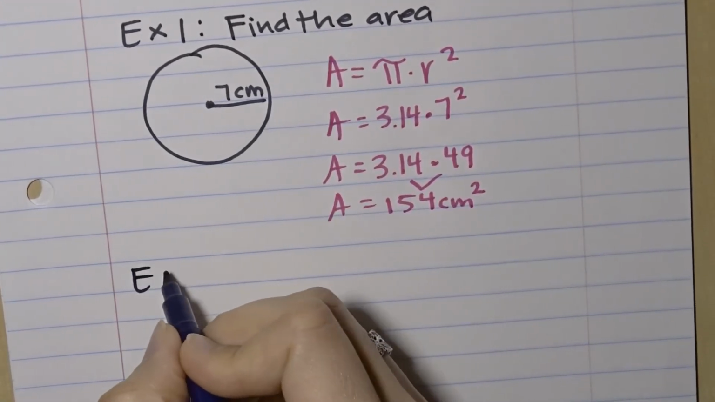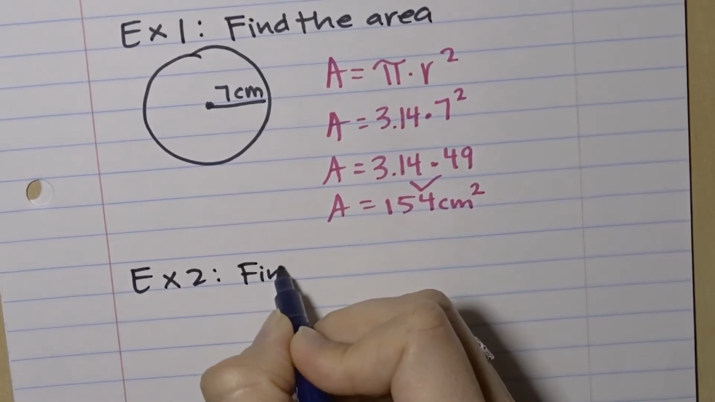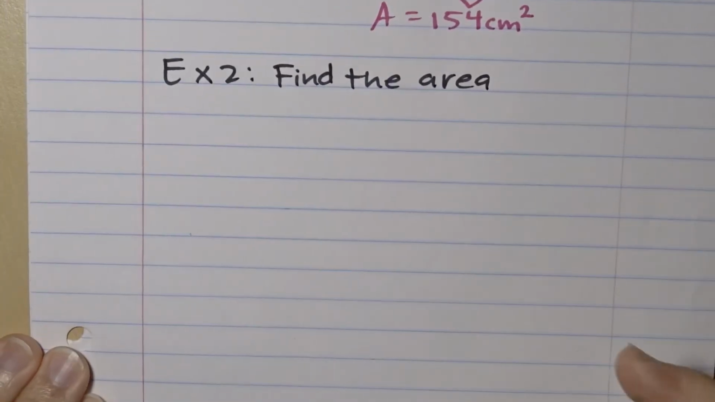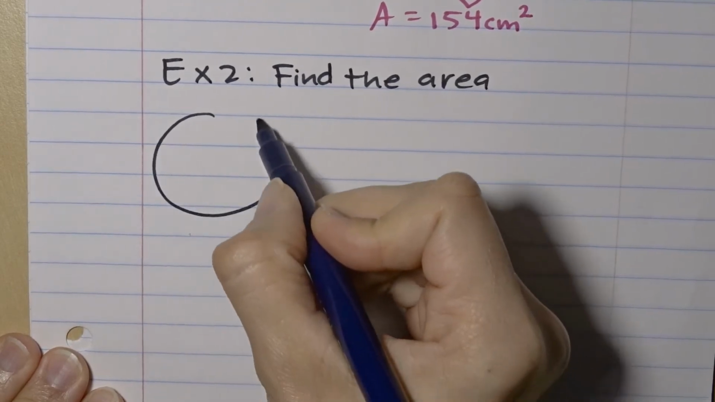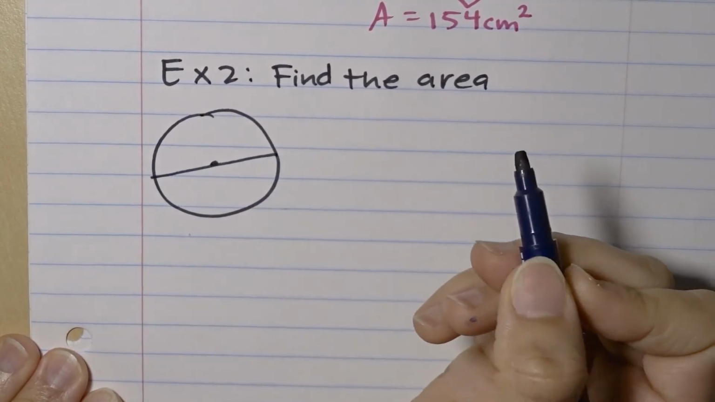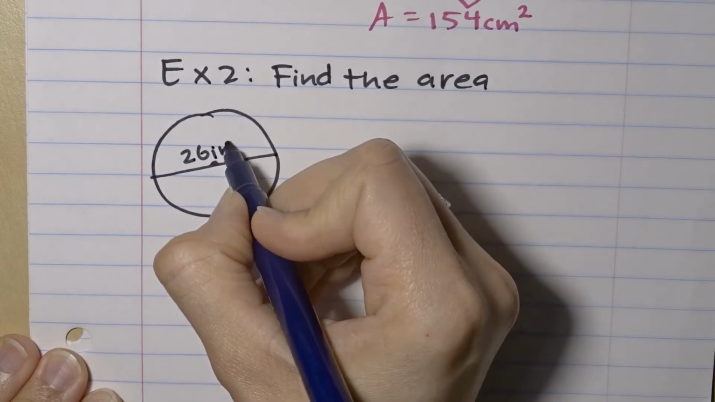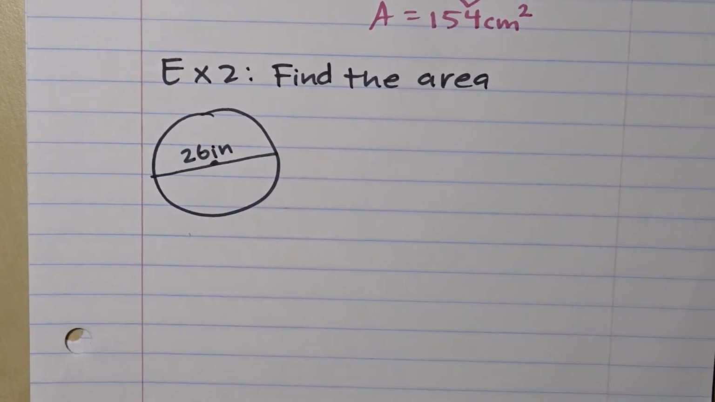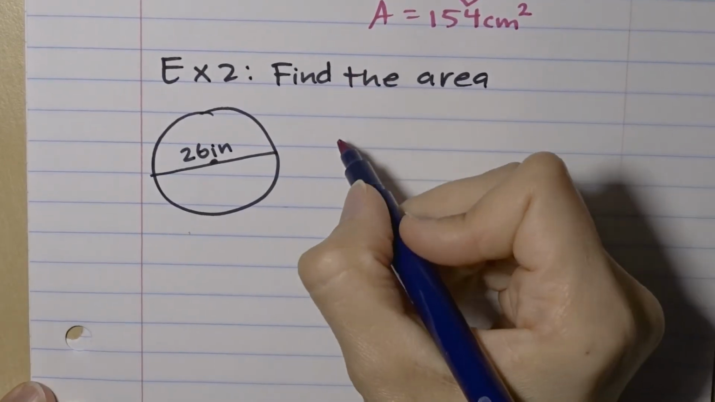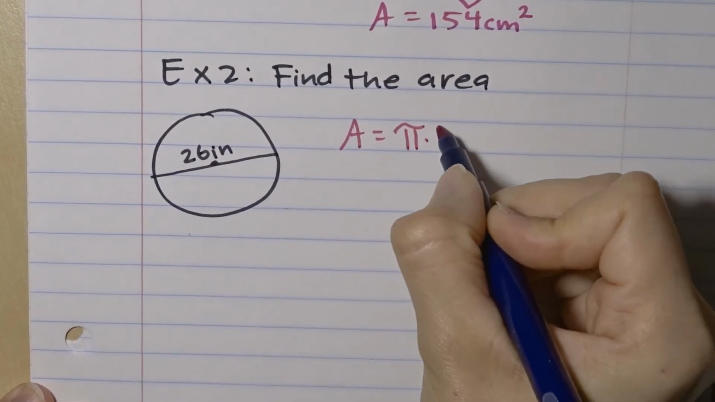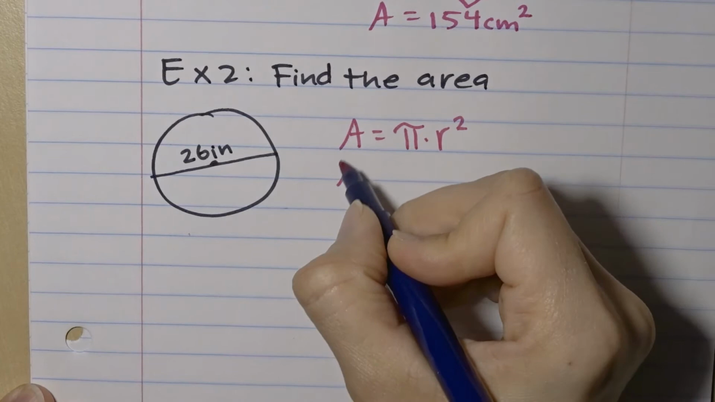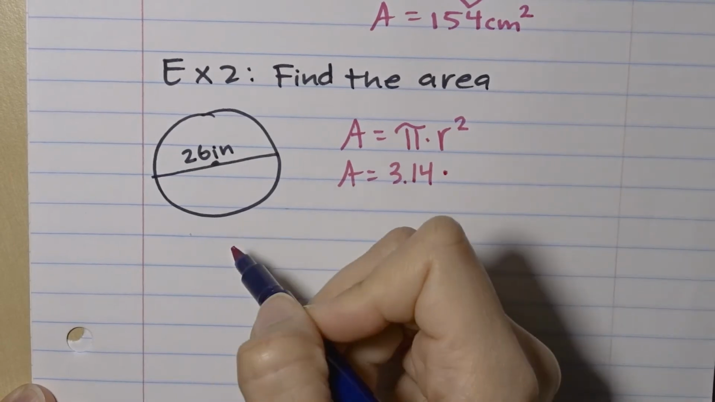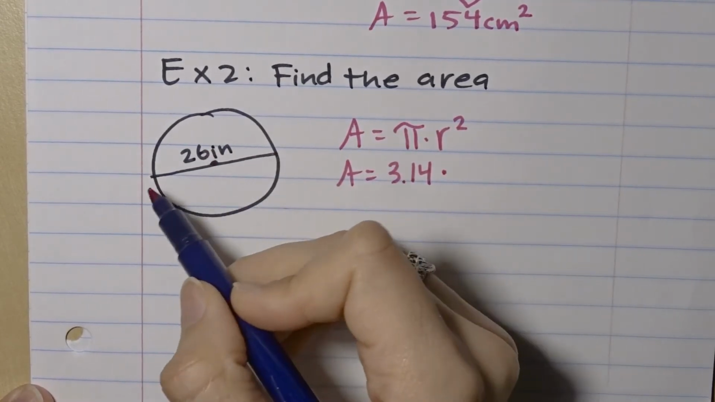All right. So let's look at another example. What if they give you the diameter? And we still have to find the area. This time we're given a diameter that goes all the way across, 26 inches. And to do that, we're using the same formula. Area equals pi times r squared. So area equals, we know this is 3.14 approximately.